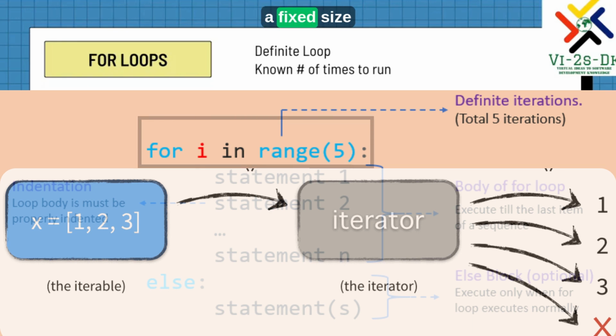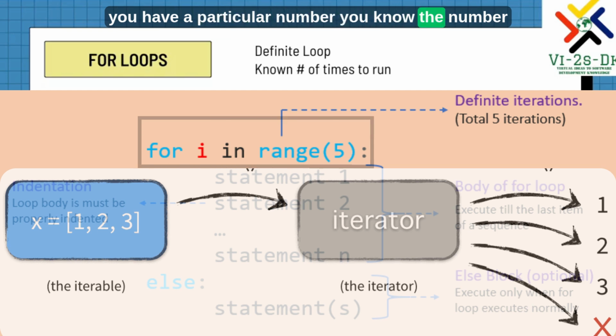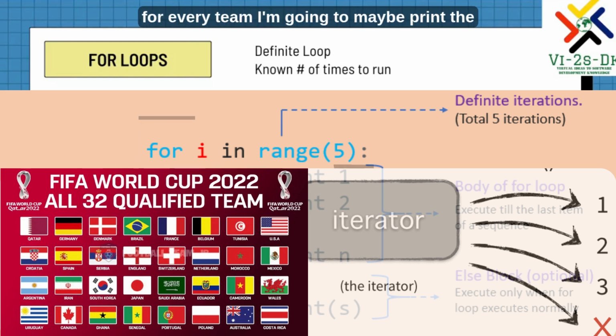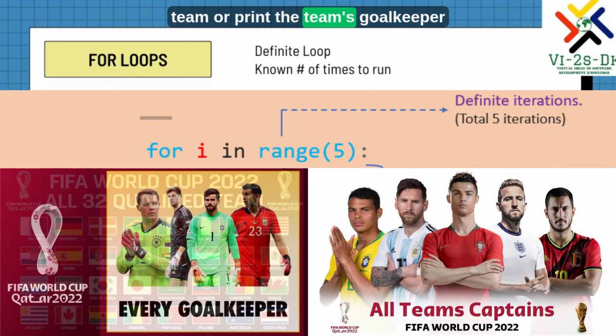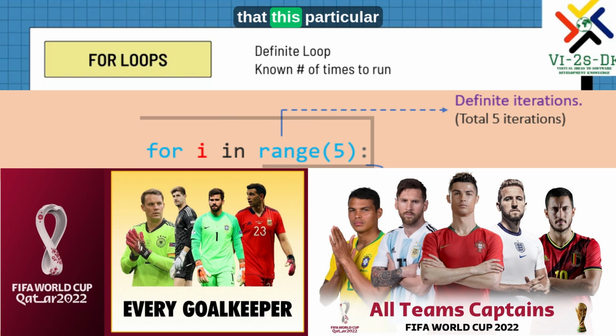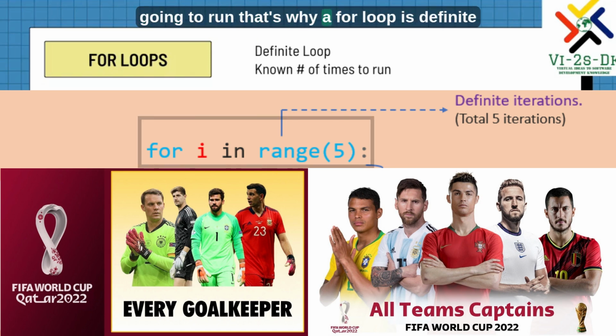But in a collection, you have a fixed size. You have a particular number. You know the number of elements in your collection. So if you have a World Cup that was played in Qatar, there are 24 teams. So you have an idea. You know that for every team, I'm going to maybe print the name of the team, or print the captain of the team, or print the team's goalkeeper or the team's coach. So in that case, you know that this is the number of times that this particular iteration is going to run, or this particular loop is going to run. That's why a for loop is definite.